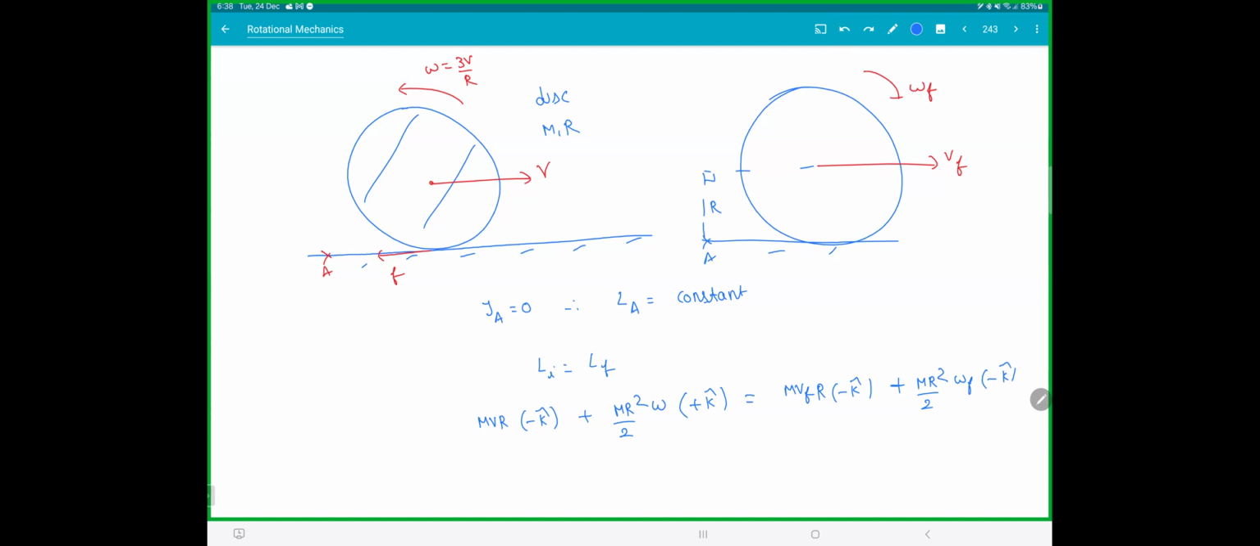Now substitute the values here. So this would be minus mvr. Omega is 3v by r. So this is 3 mvr by 2. This would be v final is r omega final, minus 3 m v final r by 2. So we get v final as minus v by 3. It's actually going back.